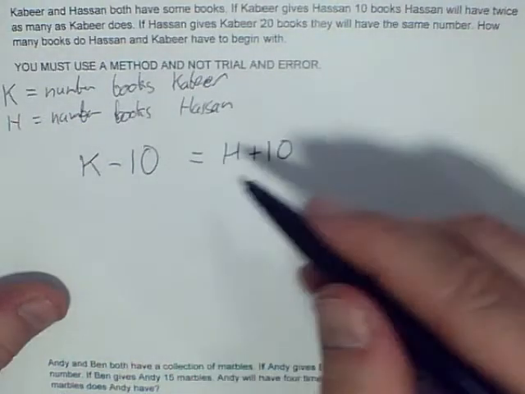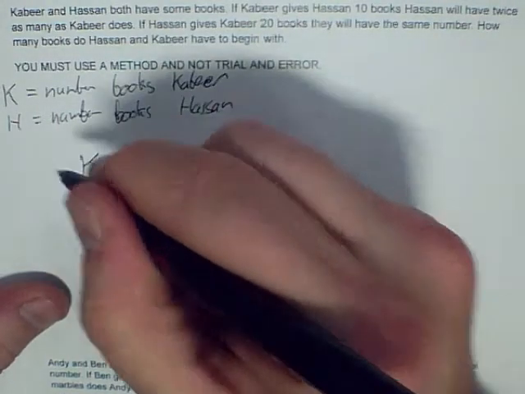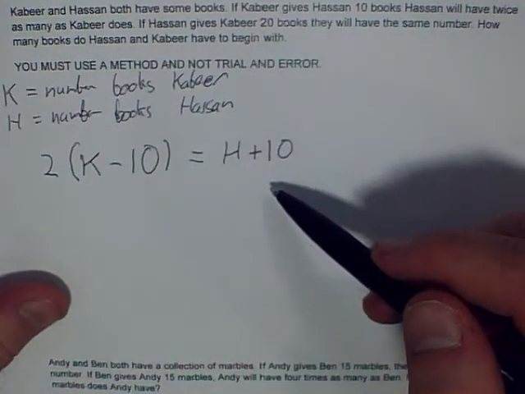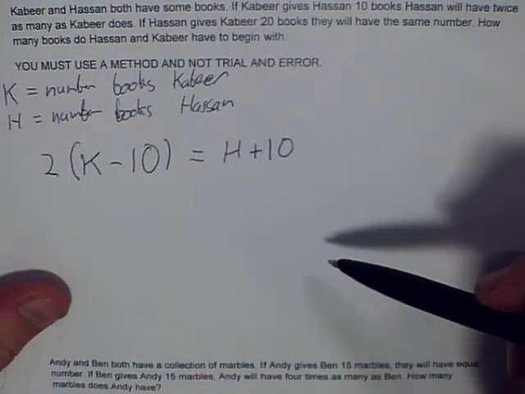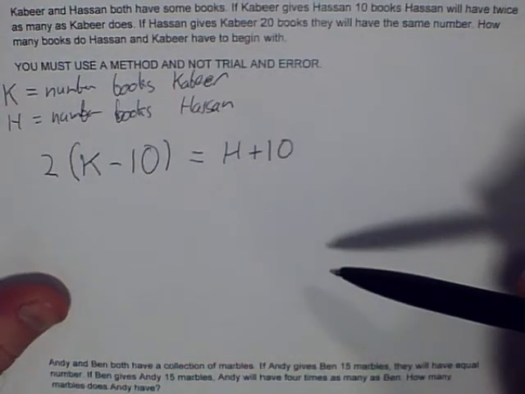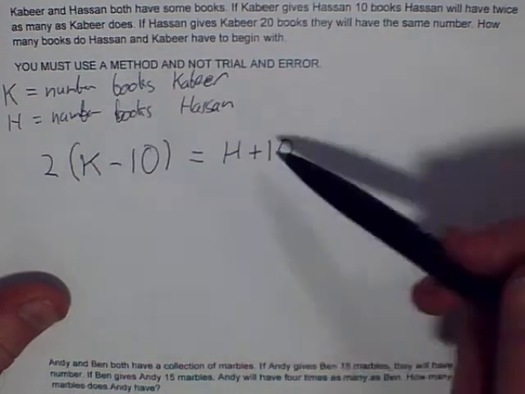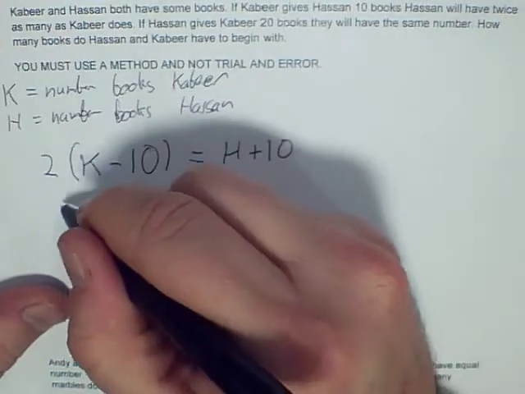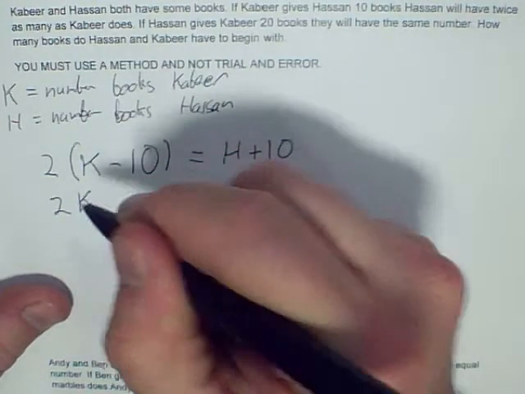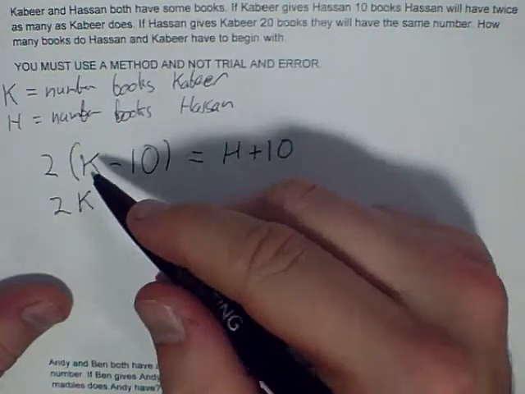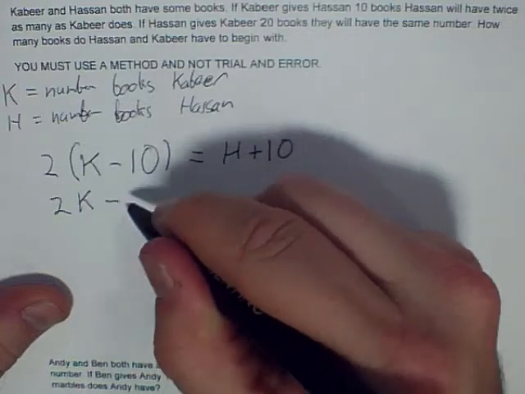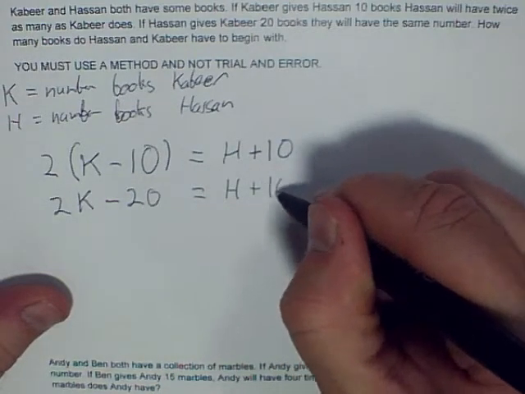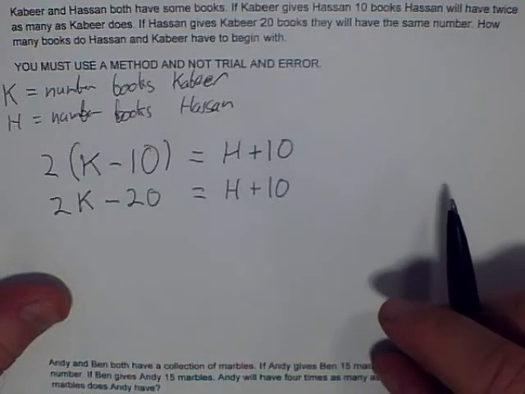So in order to make that equal, I'd need to multiply this one by 2, or divide that one by 2. Either way around will work, but this is probably slightly easier to work with. So that is one complete expression. I'm going to multiply that out, so that gives me 2k. So we've got 2k take away 20 equals h plus 10. Okay, that's one equation I've got to work with.